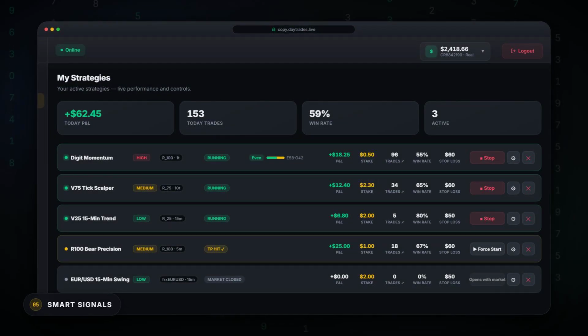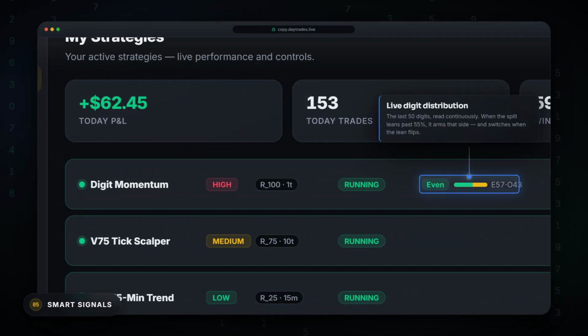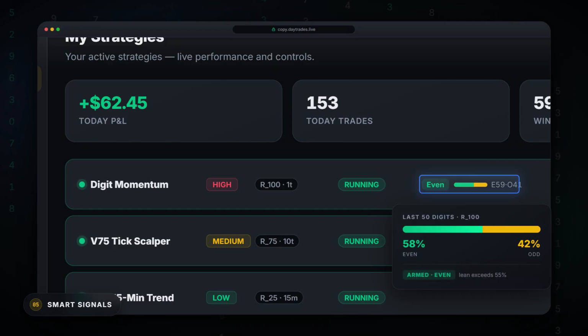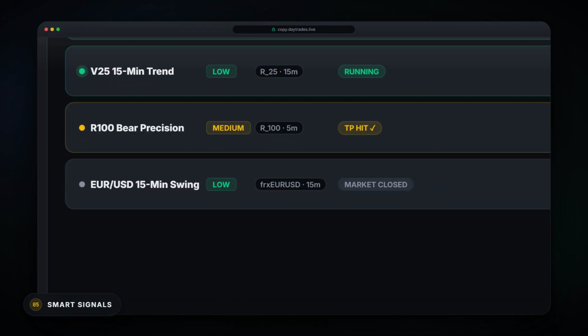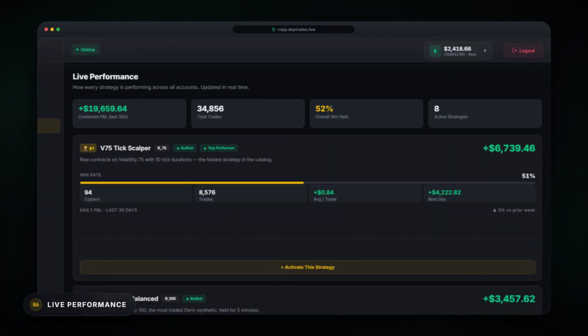Some strategies are smarter than a fixed direction. Digit momentum reads the live digit distribution and takes the side that's genuinely leaning. Forex strategies pause themselves the moment the market closes and wake up when it reopens. No babysitting required.